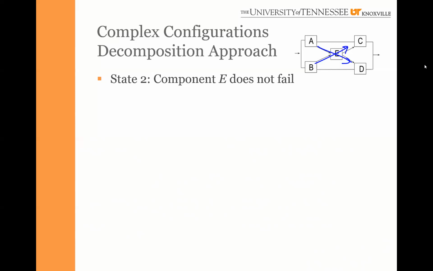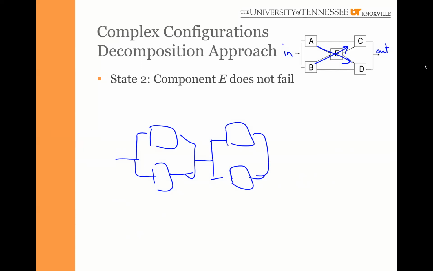I'm assuming E works all the time. How many paths do you see from in to out? And what does that system remind you of? So look at it. It works if I have AC. It works if I have BD. It works if I have AD. It works if I have BC. What does that remind you of? Do you agree that this is the system? Do you agree that it boils down to this? You see that?